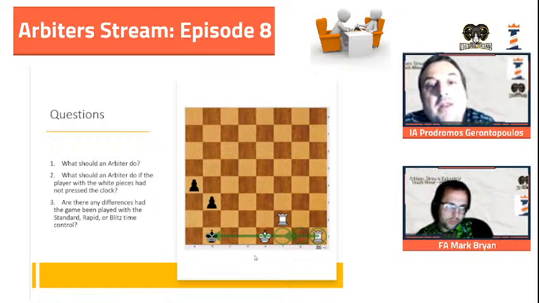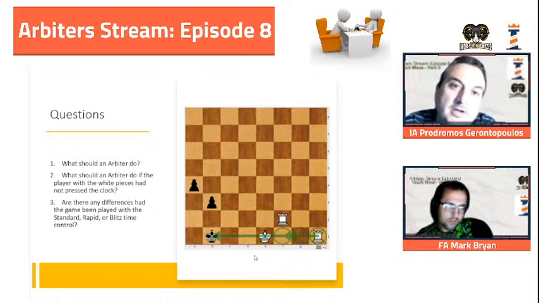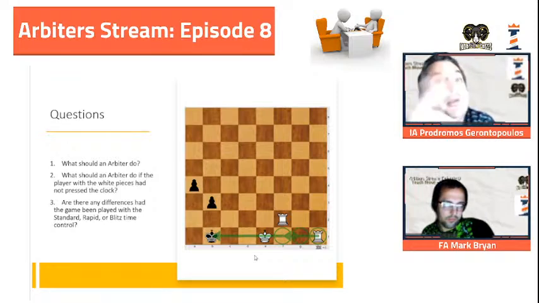But if the player with the black pieces claims to the arbiter that my opponent made an illegal move, and it's a second illegal move, then yes, it will be the second illegal move for the player with the white pieces. They will be declared lost because black can claim, and lose the game.